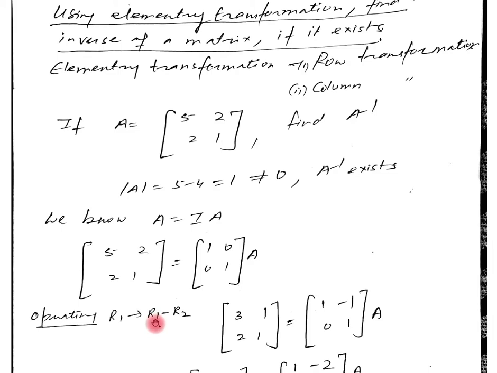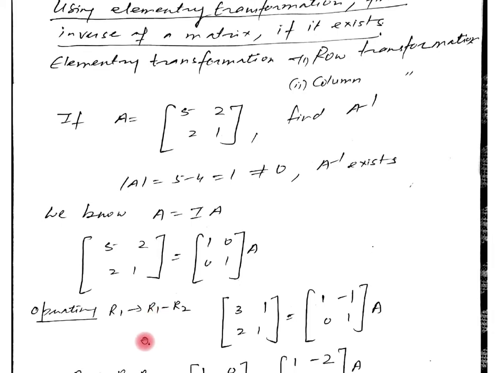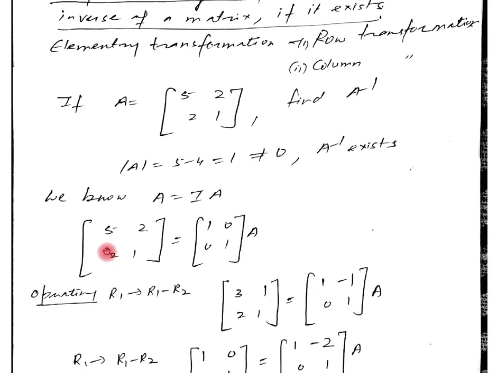Now let us do how to perform it. In this question, our main aim is to convert the matrix on the left-hand side into I. It means we have to convert it into the identity matrix, and all the operations we have to apply on the rows. Whenever I have to make it an identity matrix, this element should be 1, this should be 0, this should be 0, and this should be 1. Now we start doing it.